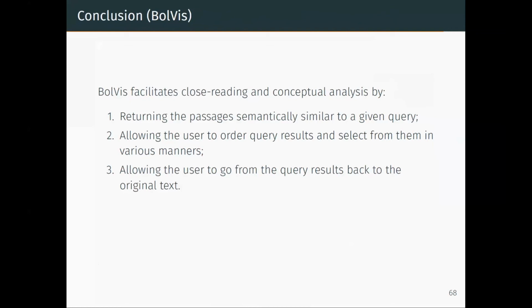And it does that by returning the passages semantically similar to a given query, by allowing the user to order the query results and select from them in various manners, for example selecting out works if we think they are irrelevant. And also, very importantly, it allows the user to go back from the query results to the original text to see more context, to see, for example, whether an insertion was really from the philosopher himself or from the editor. Those are very important things for us.